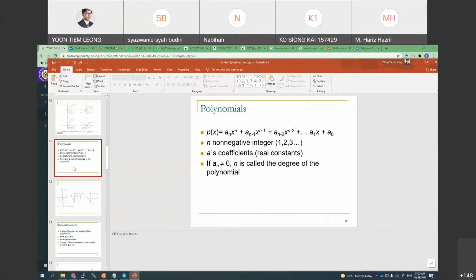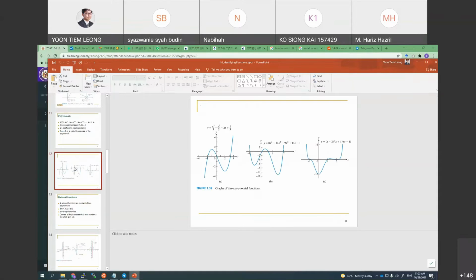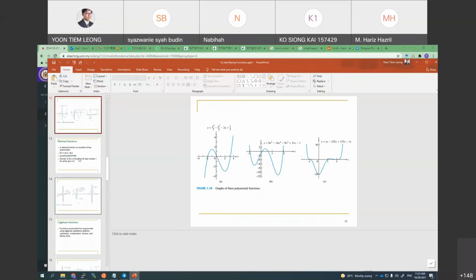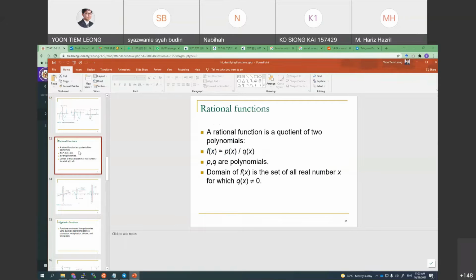And then we'll talk about polynomials, the definition of polynomials. And this is an example of a polynomial. An important thing to note is that polynomials are very, very important. You are going to see polynomials again and again in the next chapters and next topics. Then you have a rational function, which is made up of a ratio of two polynomials.